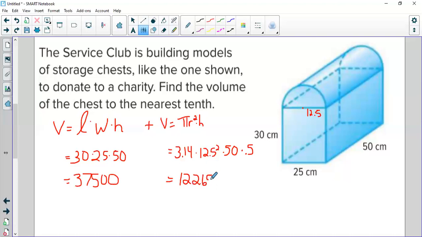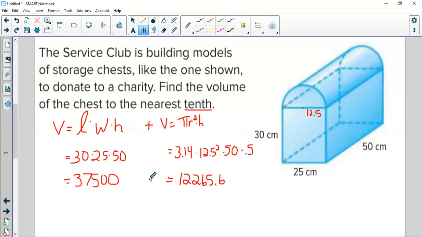And that big long number looks like it's 12,265 point, and I've got three numbers in my decimal, and they say the tenths place, which is one digit. So if I round my decimal to the tenths place, it's going to be 0.6 because it's 0.625.